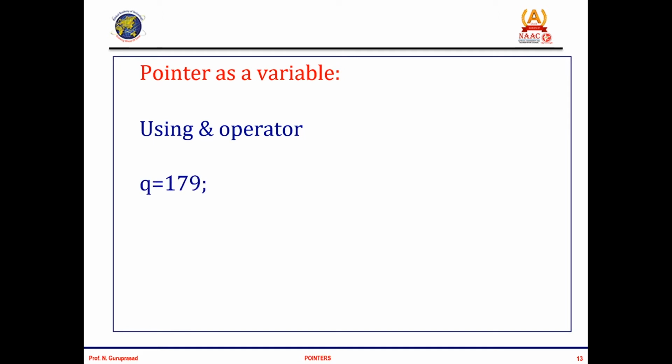Now let us have a look at a simple example. I have a variable q which has got its value as 179. It's just an ordinary integer variable. And then I have a simple initialization statement which says p is equal to ampersand of q. Now let us look at how this is actually stored in the memory. I just have two variables, one variable q which has got a value of 179, and p is equal to ampersand of q. So how does the memory representation look?